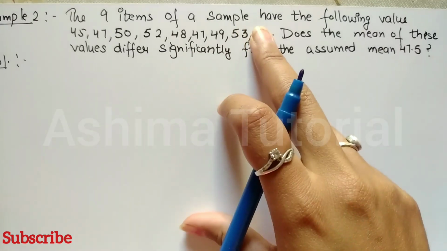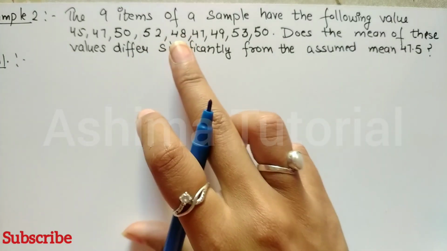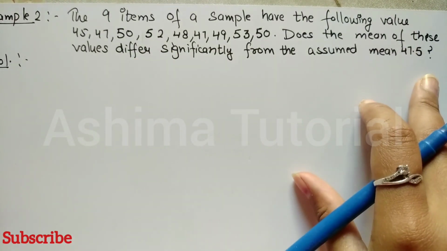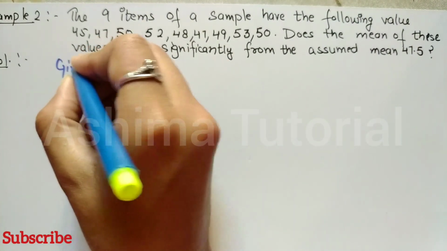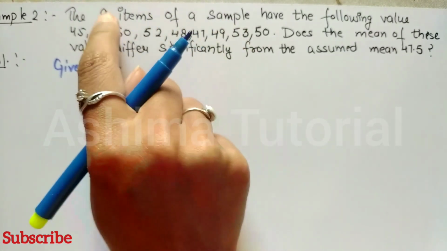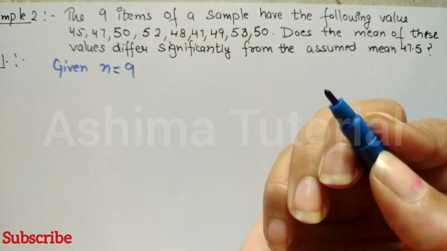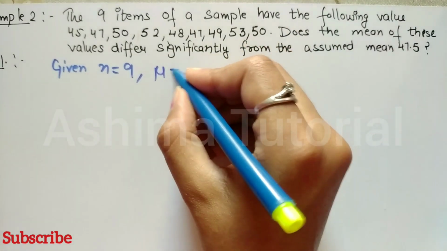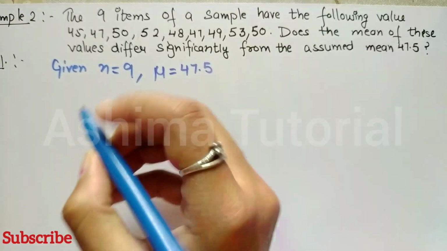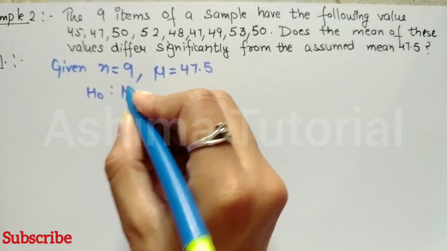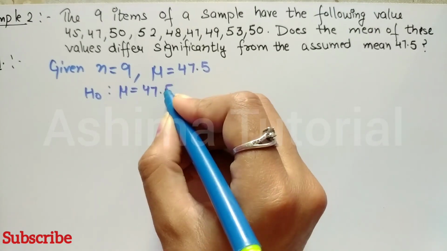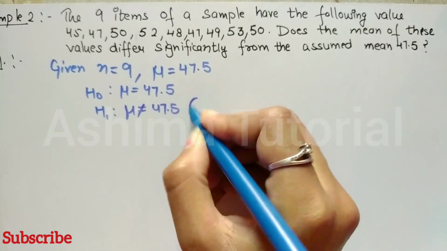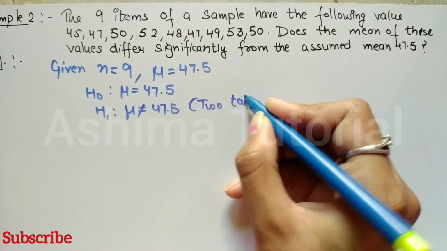Example 2. The 9 items of a sample have the following values. Does the mean of these values differ significantly from the assumed mean 47.5? Given n is equal to 9 and assumed mean mu is equal to 47.5. Now we set up the hypothesis H0: population mean mu is equal to 47.5 and H1: mu is not equal to 47.5, which is condition of two-tailed test.